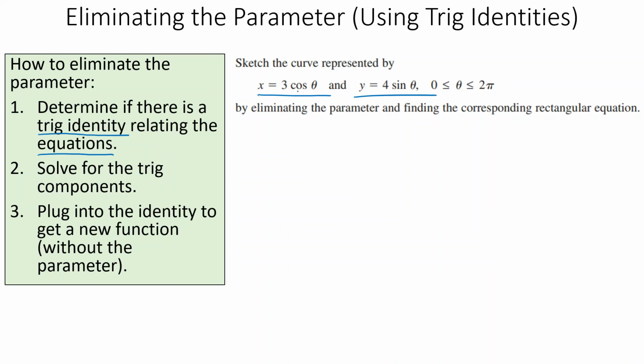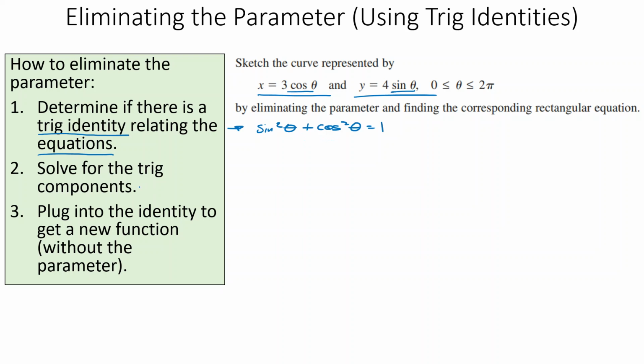All right, so for instance here, we've got cosine and we've got sine. Is there a trig identity that involves cosine and sine being equal to, say, a number? In this case, there is. We have sine squared theta plus cosine squared theta equals 1. Most of the time, the ones we want to use are the Pythagorean identities, and this one comes up the most: sine squared plus cosine squared equals 1.